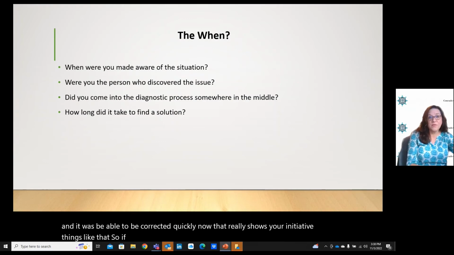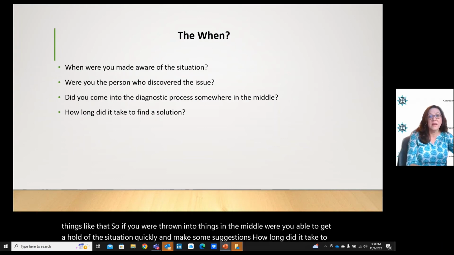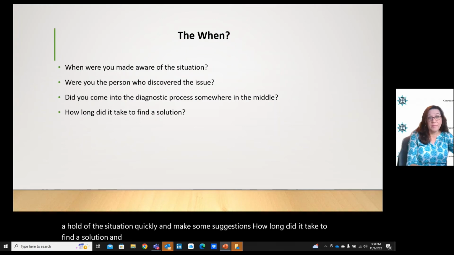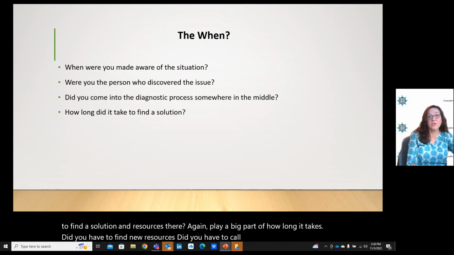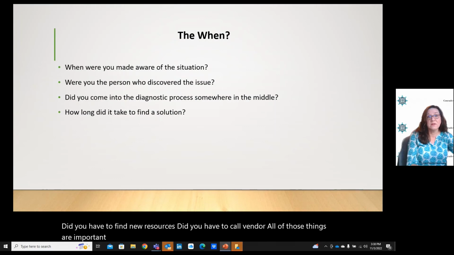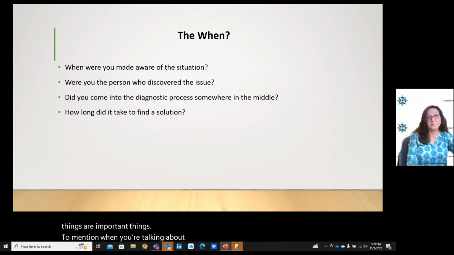So if you were thrown into things in the middle, were you able to get a hold of the situation quickly and make some suggestions? How long did it take to find a solution? And resources there again play a big part in how long it takes. Did you have to find new resources? Did you have to call a vendor? All of those things are important things to mention when you're talking about the solution.